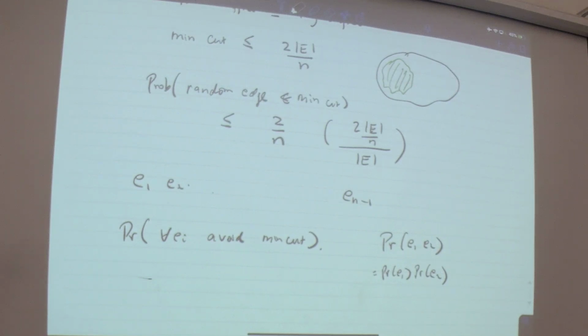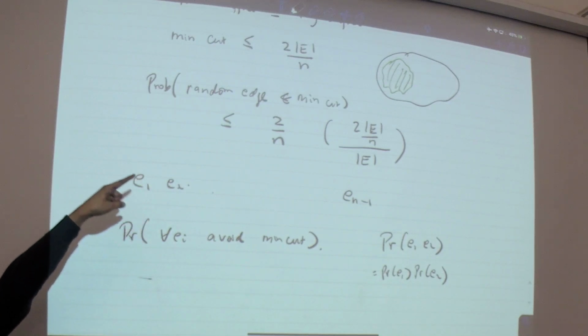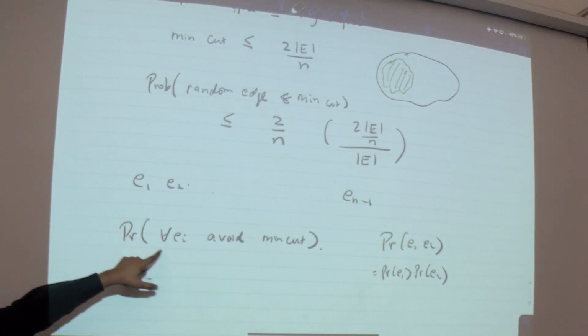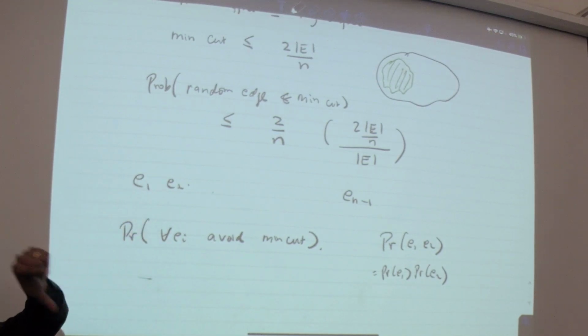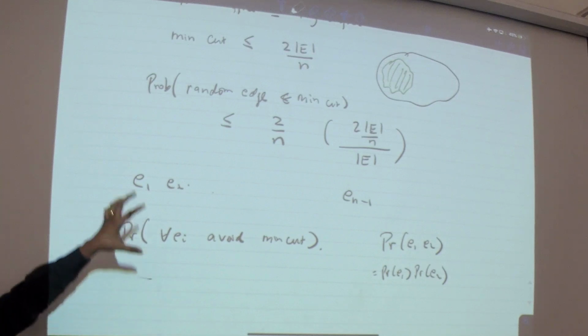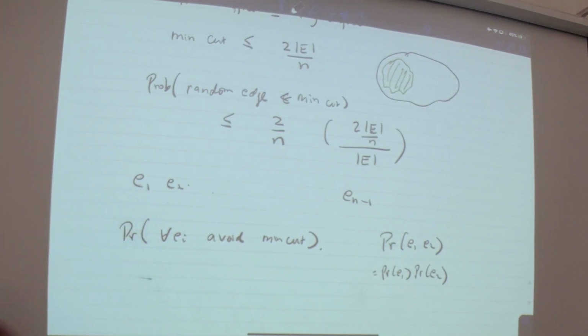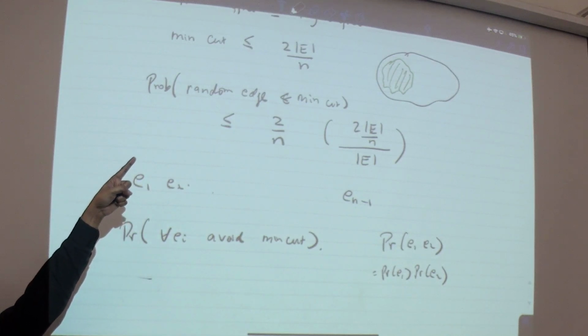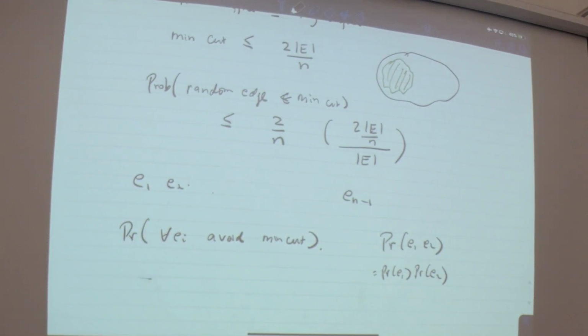So what I could have said was, okay, the probability of a random edge hitting the min cut is 2 over n, so this is a product of 1 minus 2 over n times 1 minus 2 over n, and life is good. But that's not true. That's only true for the first one. After that, things change. And that's a problem.